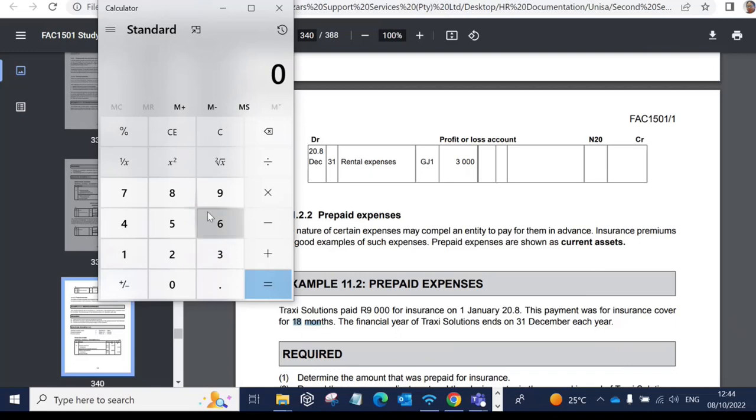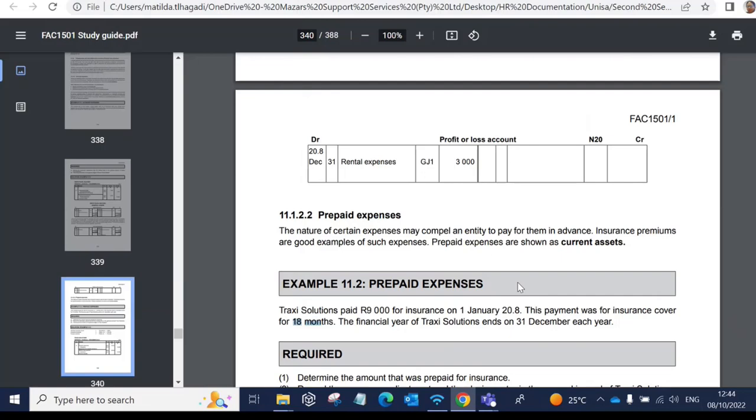So we're gonna say 9,000 divided by 18. So per month is 500. So we're gonna say 500 times 12, minus 9,000, is 3,000. So 3,000 is prepaid.